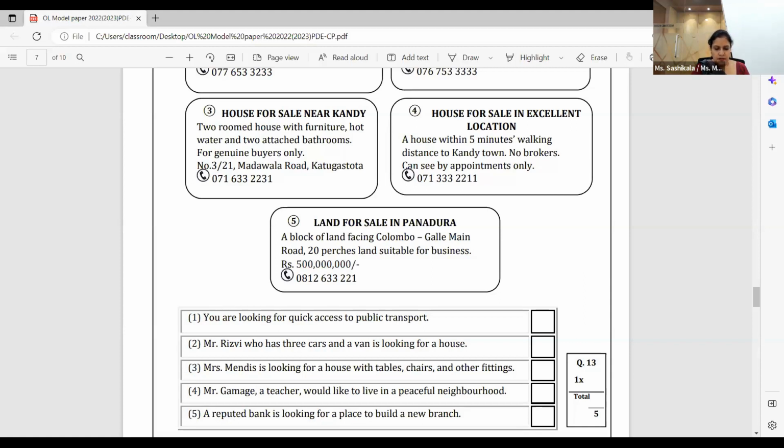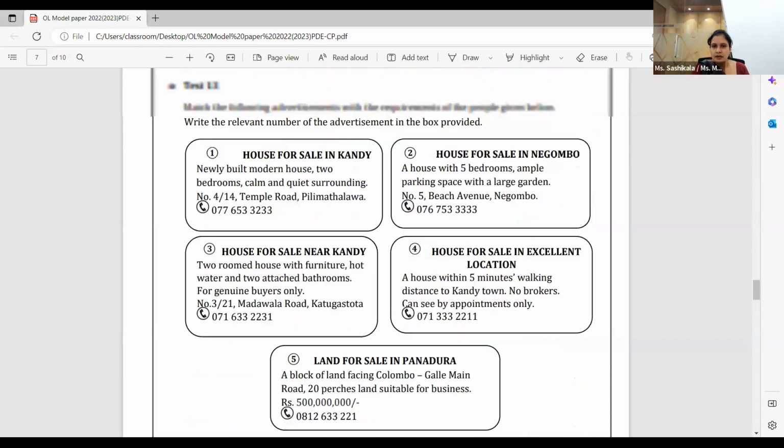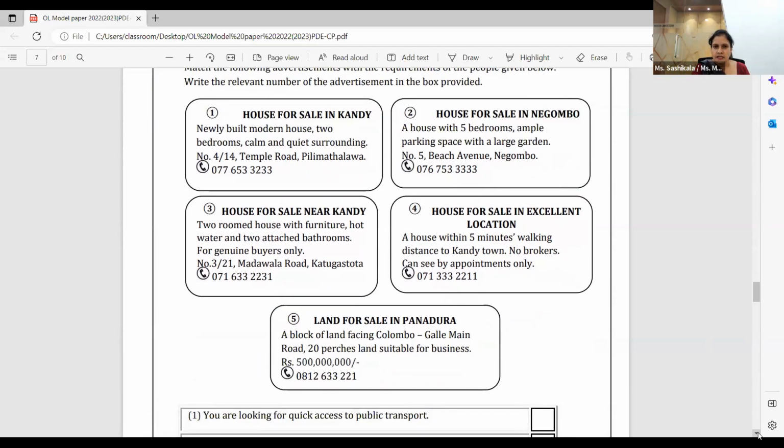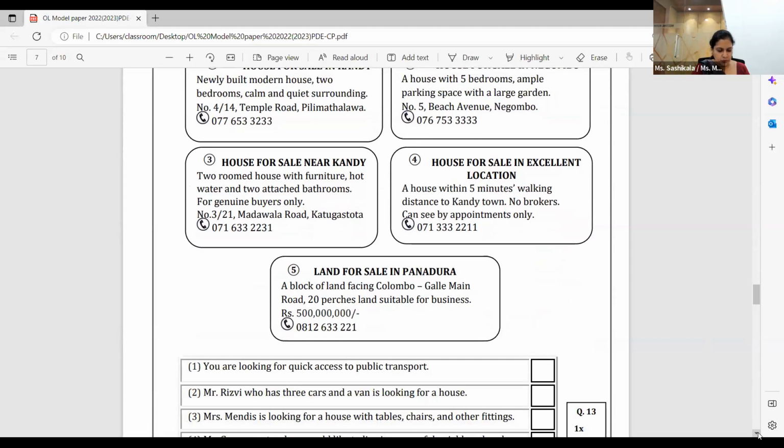Number 2, now you can see 3 cars and a van. So they need ample parking space. Need a big garage, maybe 2 or 3 garages. In the second one, you can see a house for sale in Negombo, a house with 5 bedrooms, ample parking space with a large garden. So I think that is the answer for the second sentence, that is number 2.